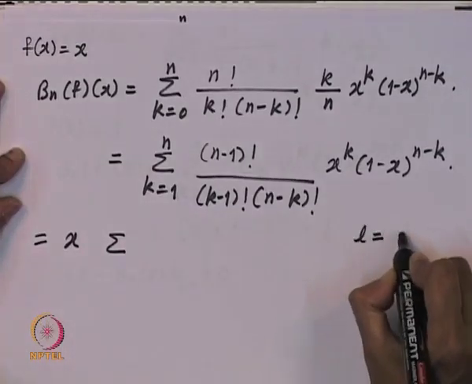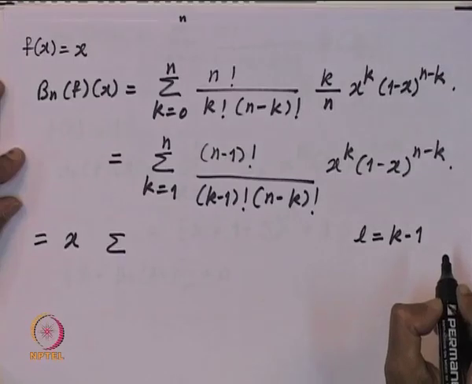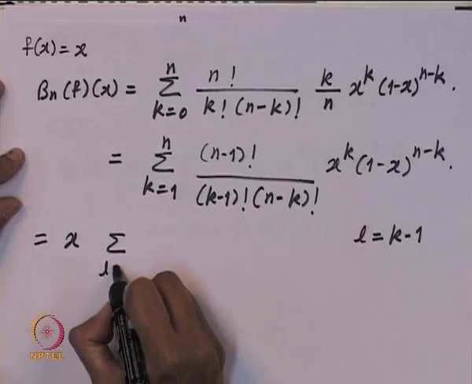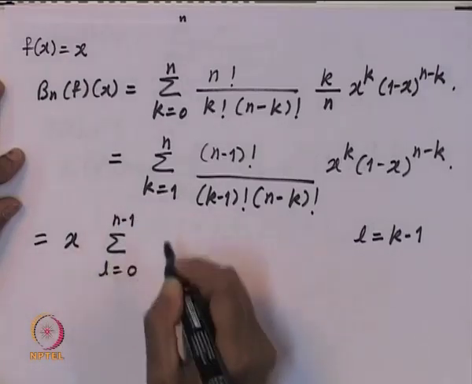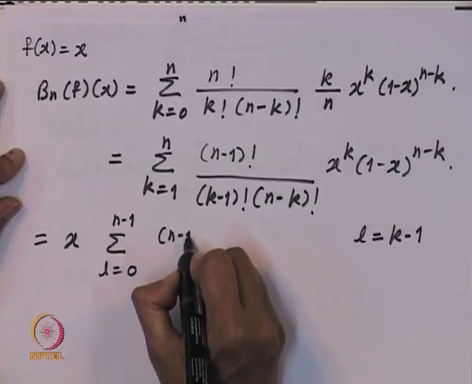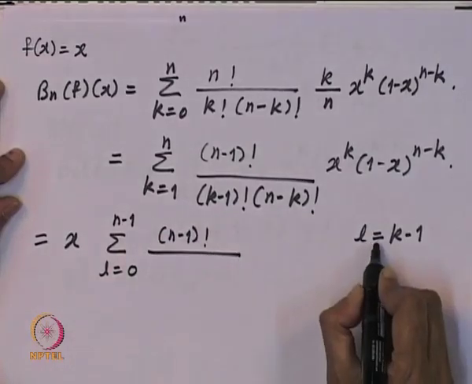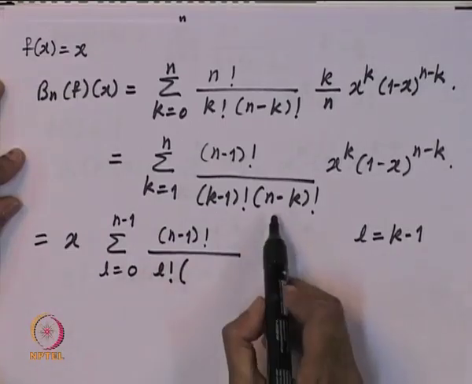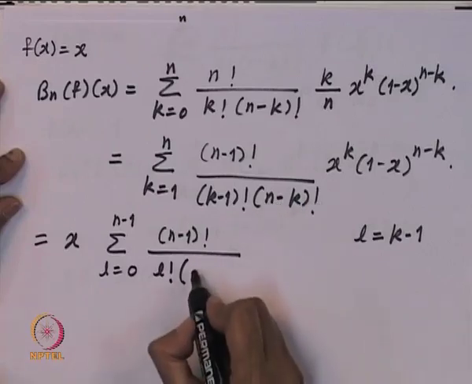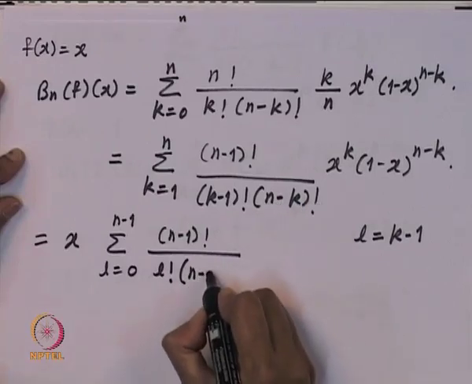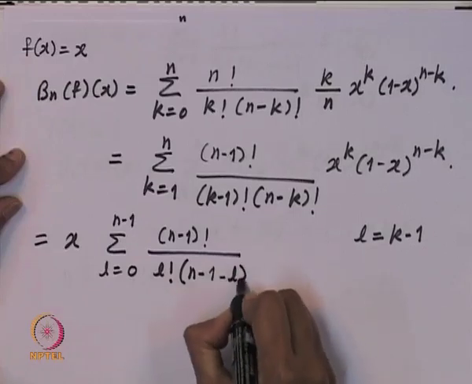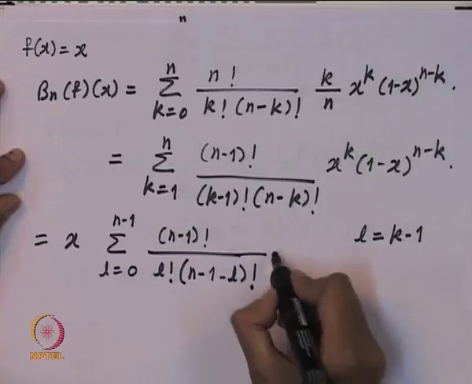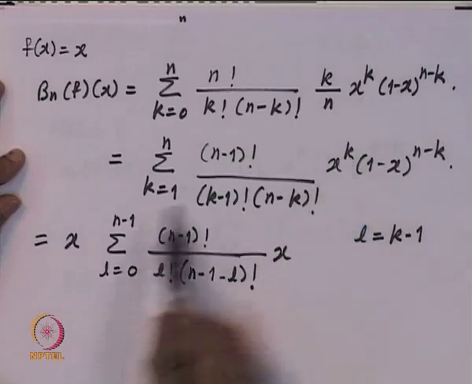So, let me substitute L is equal to k minus 1. When k varies from 1 to n, L will vary from 0 to n minus 1. n minus 1 factorial divided by k minus 1, which is L factorial, then n minus k factorial. So, that will be n minus 1 minus L factorial, L is k minus 1. So, it is the same. I have taken 1 x out.